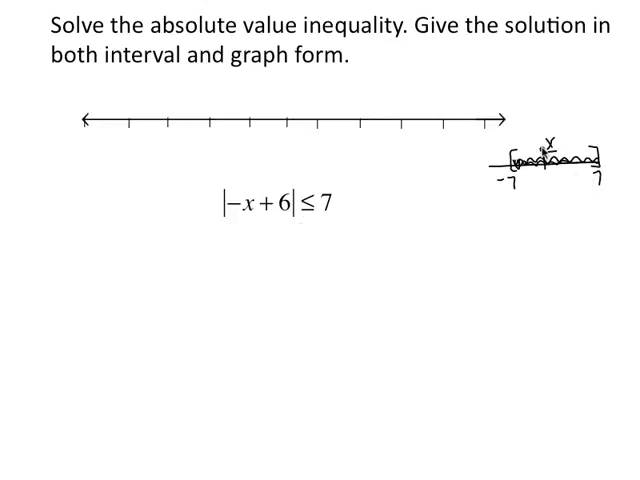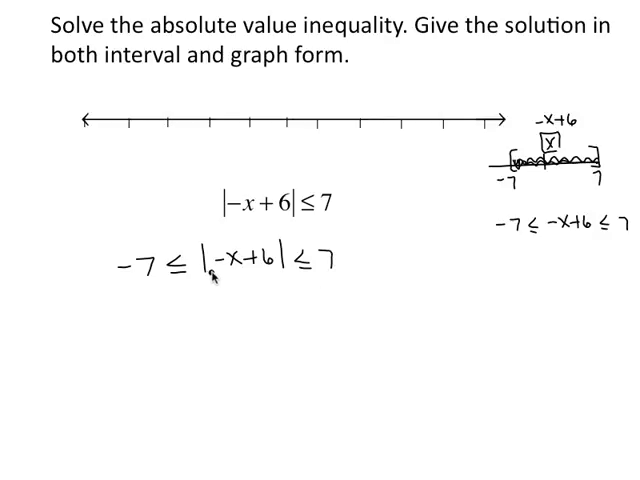So in this case, my x is equal to -x plus 6. So I'm going to replace this value here with -x plus 6. So now -7 has to be less than or equal to -x plus 6 less than or equal to 7, because again, we want all the numbers between -7 and 7. So that's how we have to write this inequality so we can begin to solve it.